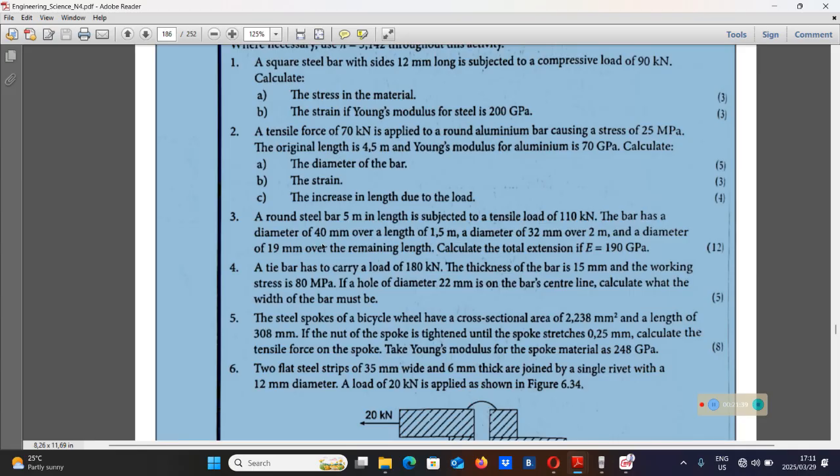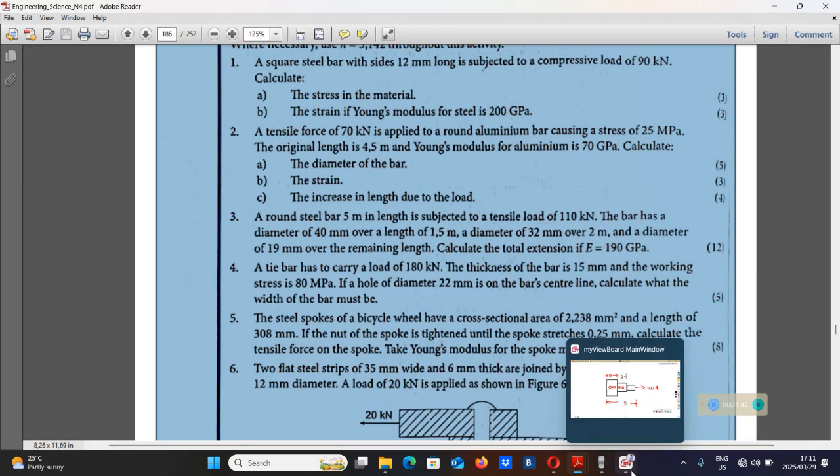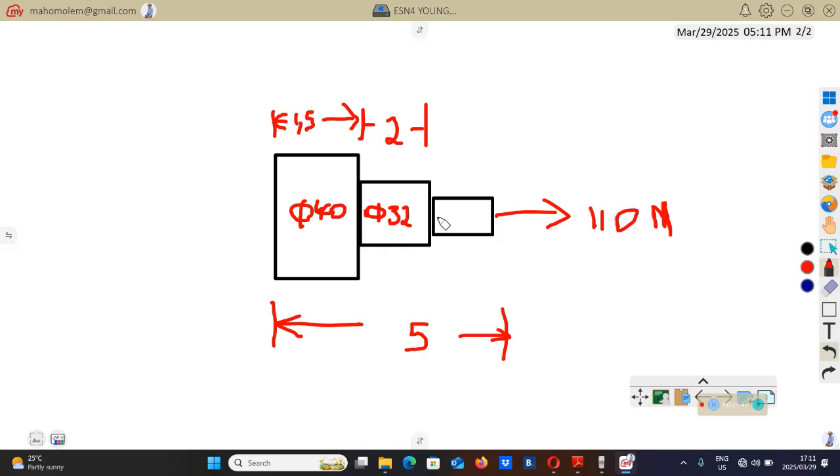And 19 millimeter over the remaining length. So this remaining part here is going to have diameter of 19. Then they didn't give us the length. They don't have to give us the length. You can find the length for this portion by saying 5, which is total length, minus 1.5 minus 2 will give you this remaining length. So this plus this is 3.5. Then it means from here to there will be 1.5.